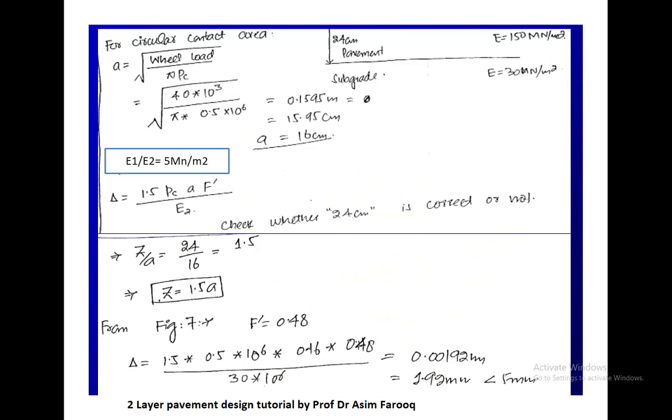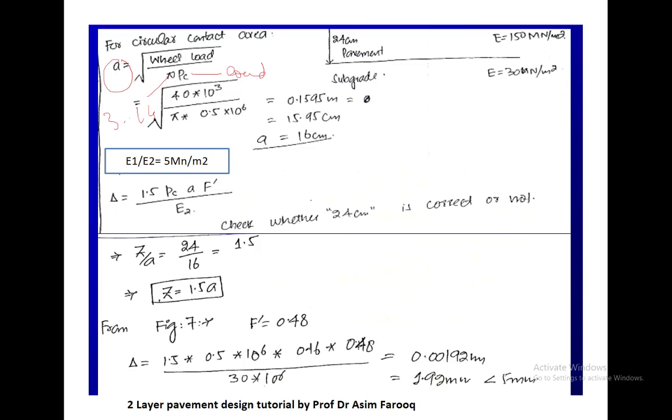Okay, what we will do, first of all, we need to determine the circular contact area. So area is equal to wheel load divided by pi into the pressure, which is already given. Wheel load we have already, so we just need to put our parameters there. Okay, so we have the radius of the circle, which is equal to 16 centimeter.